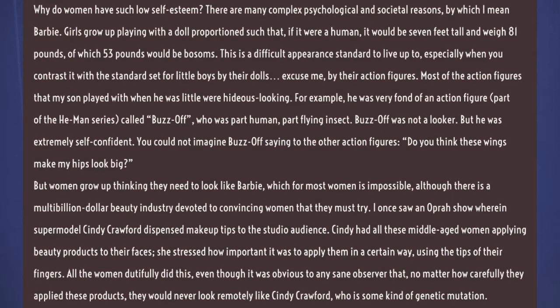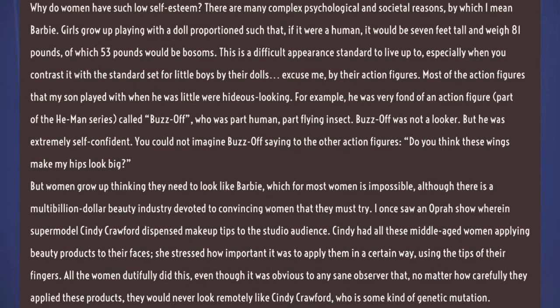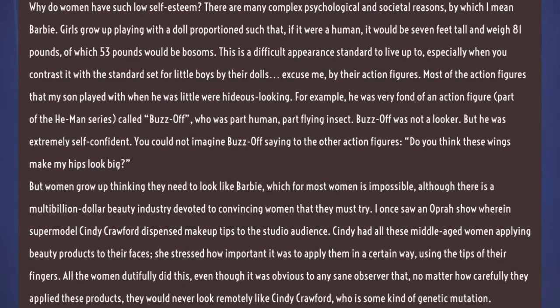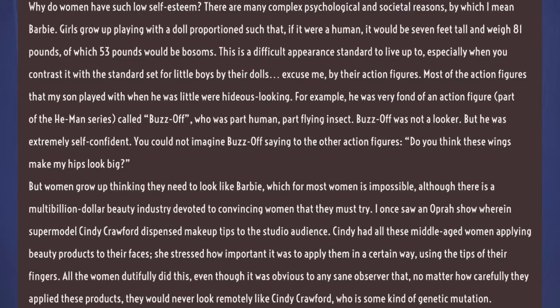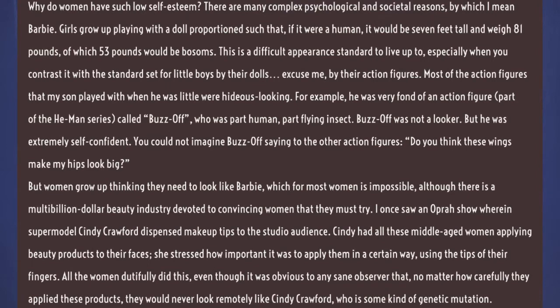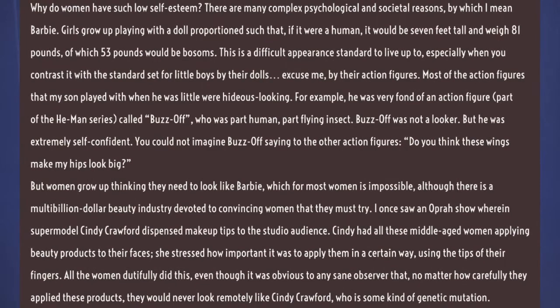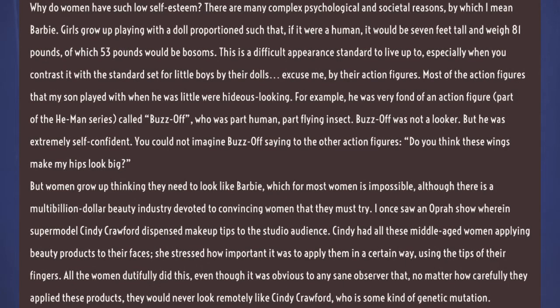Their action figures. Most of the action figures that my son played with when he was little were hideous looking. For example, he was very fond of an action figure, part of the He-Man series, called Buzz-Off, who was part human, part flying insect. Buzz-Off was not a looker, but he was extremely self-confident. You could not imagine Buzz-Off saying to the other action figures, "Do you think these wings make my hips look big?" But women grow up thinking they need to look like Barbie, which for most women is impossible.